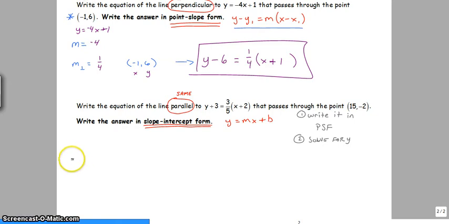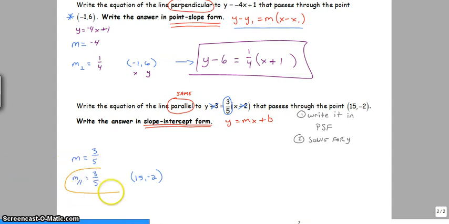So, I need my parallel slope, and I know my point, it's 15, -2. From here, I can do step 1. This line is in point-slope form. These numbers mean nothing to me. 3 and 2 don't mean anything if it's already in point-slope form. The important number is what the slope is. I've identified that. It's 3/5. So my slope is 3/5, which means that the slope of any line parallel to that is also 3/5.